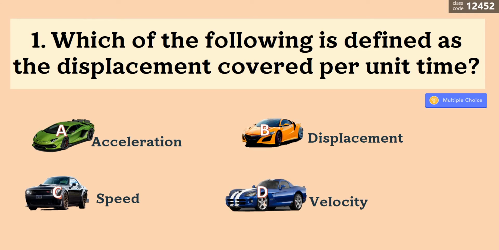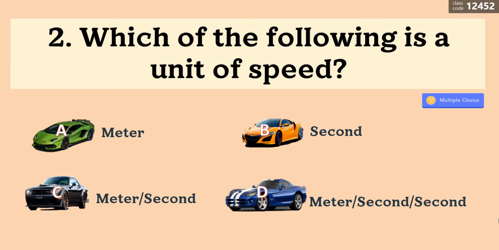Which of the following is defined as a displacement covered per unit time? A. Acceleration. B. Displacement. C. Speed. D. Velocity. Okay, let's reveal the answer. The correct answer for number 1 is letter D, velocity. Let's move on with question number 2.